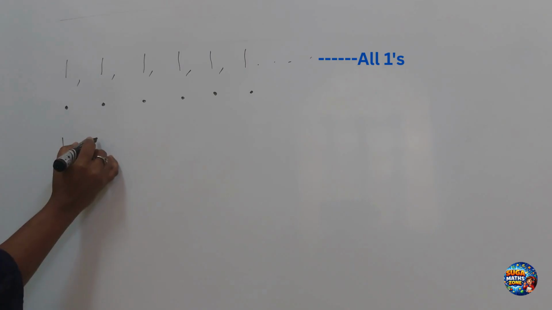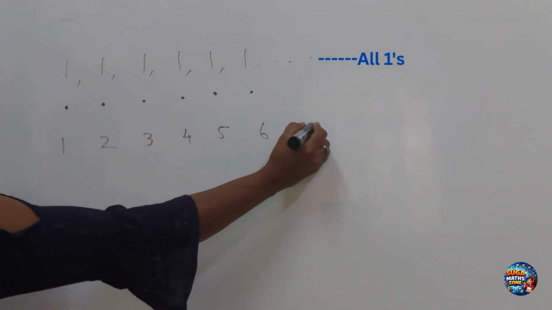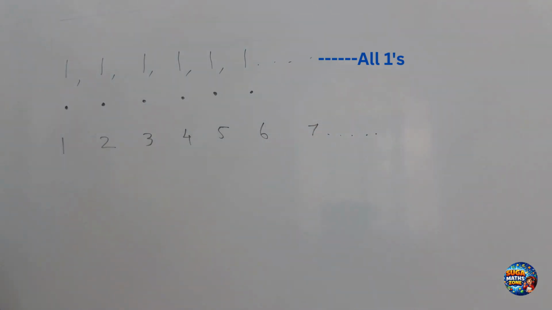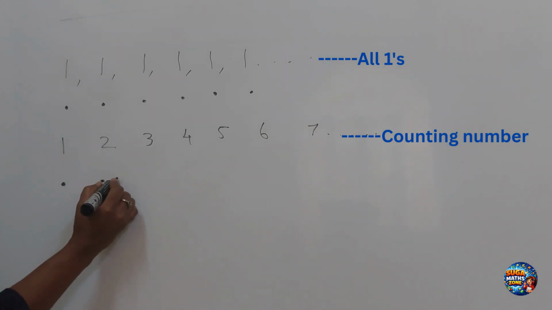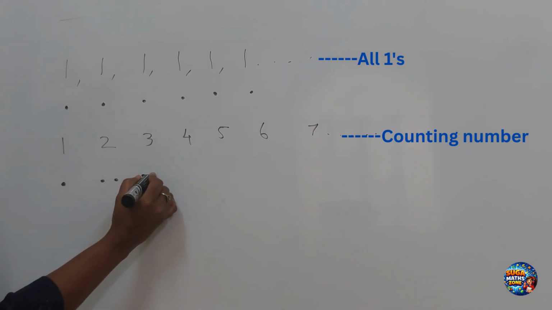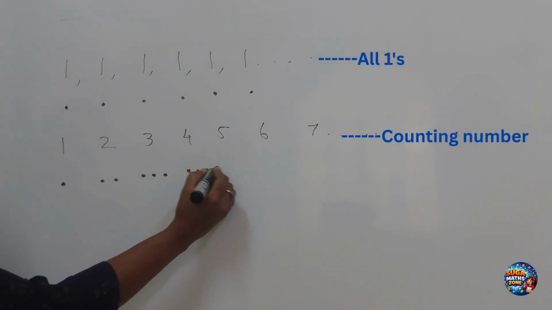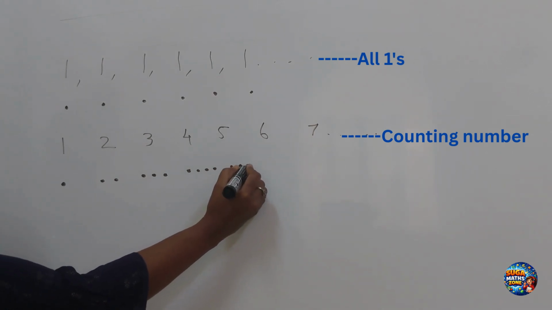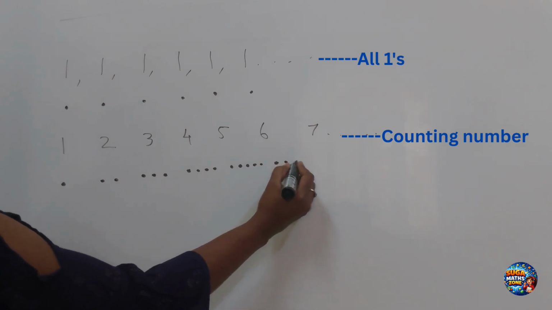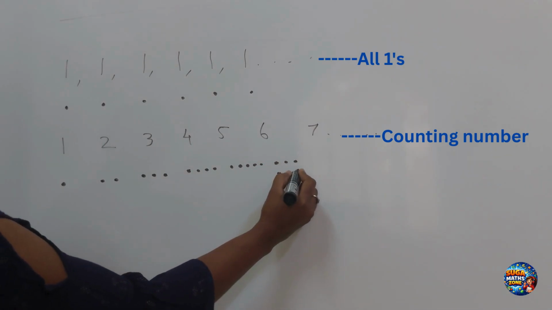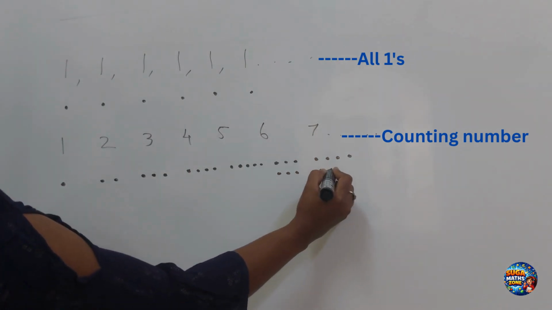Counting numbers are 1, 2, 3, 4, 5, 6, 7, and it will go on. So 1 means 1 dot. Here I am using 1 dot. 2 is 2 dots. 3 is 3 dots. Then 4 dots. 5 is 5 dots. 6 is 6 dots. You can use 2 rows also. Then 7 dots.